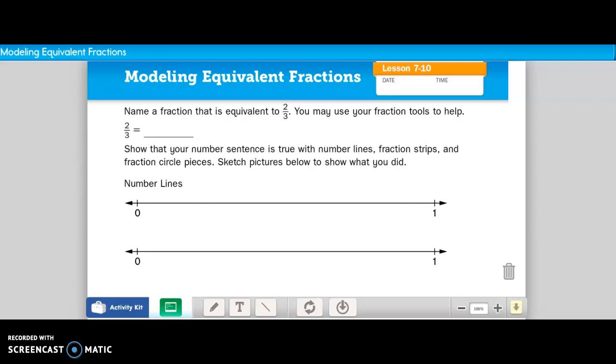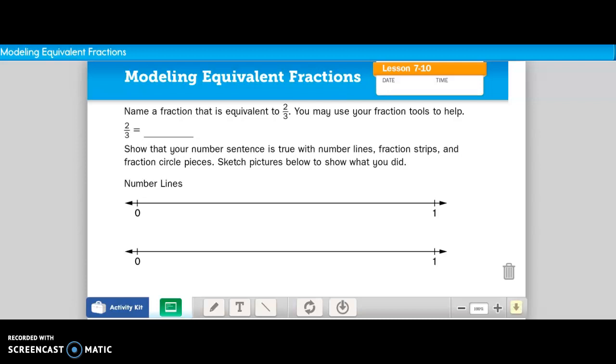We've been looking at fractions and how to look at fractions with number lines, fraction strips, and fraction circles. On this page, you should be on page 243 in your math journal or on slide 3. We're going to look at showing, modeling equivalent fractions on number lines, on fraction circles, and fraction strips.